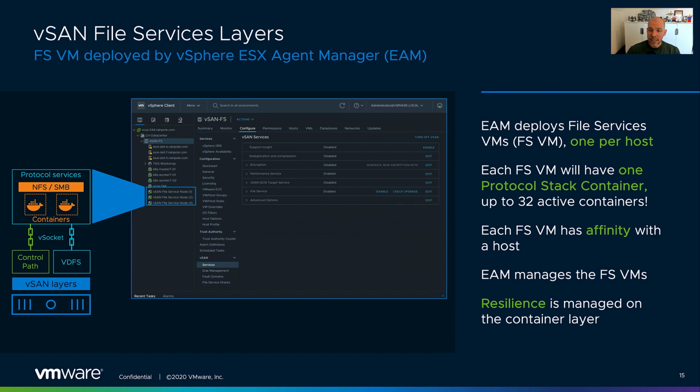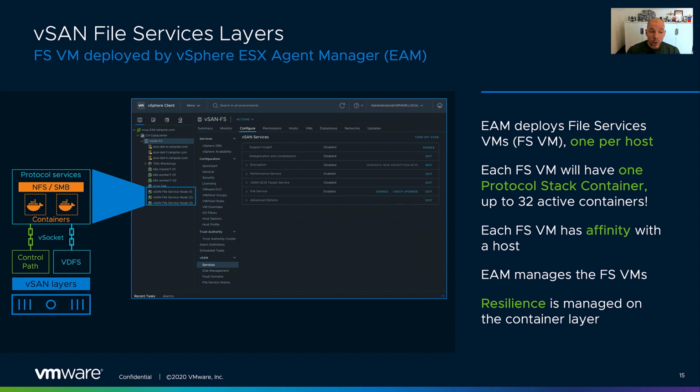On top of that, the other thing that I think is important to understand when it comes to vSAN file services is that the file services virtual machines actually will have affinity with a host. So if one of the hosts would fail, you will see that the file services virtual machine is going to be impacted, but that doesn't necessarily mean that your file services solution is going to be impacted, because of course, from an availability perspective, availability actually happens on a container level. So it doesn't happen on the virtual machine level, but it actually happens on the container level. And I think that is also something that is truly unique about this implementation.